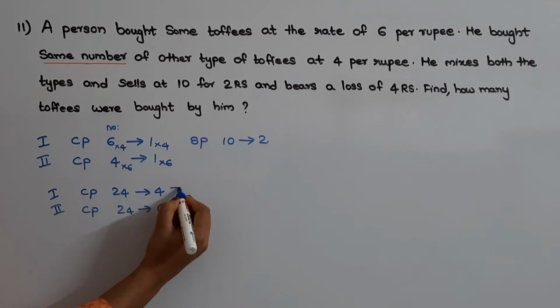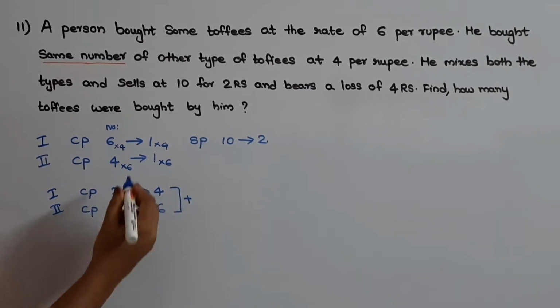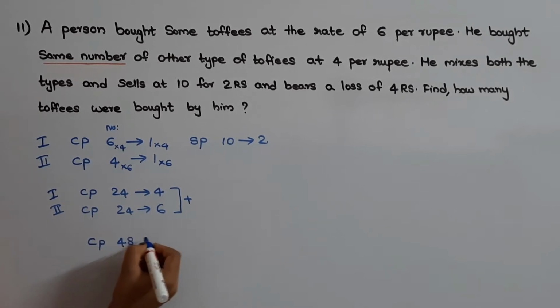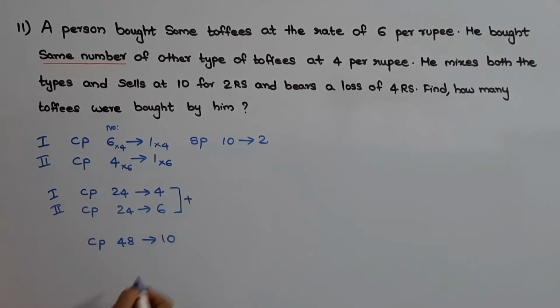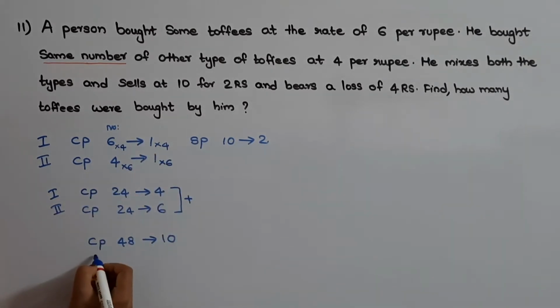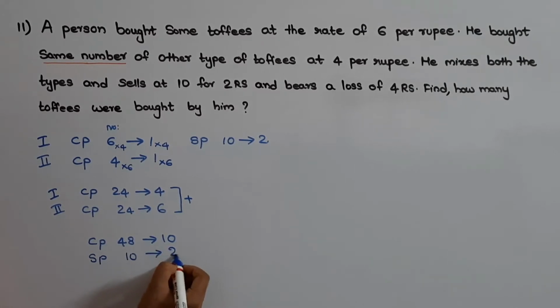Now we can add both. On adding both, we will get the cost price of 48 toffees is rupees 10. And those toffees after mixing were sold in such a way that the selling price of 10 toffees is rupees 2.